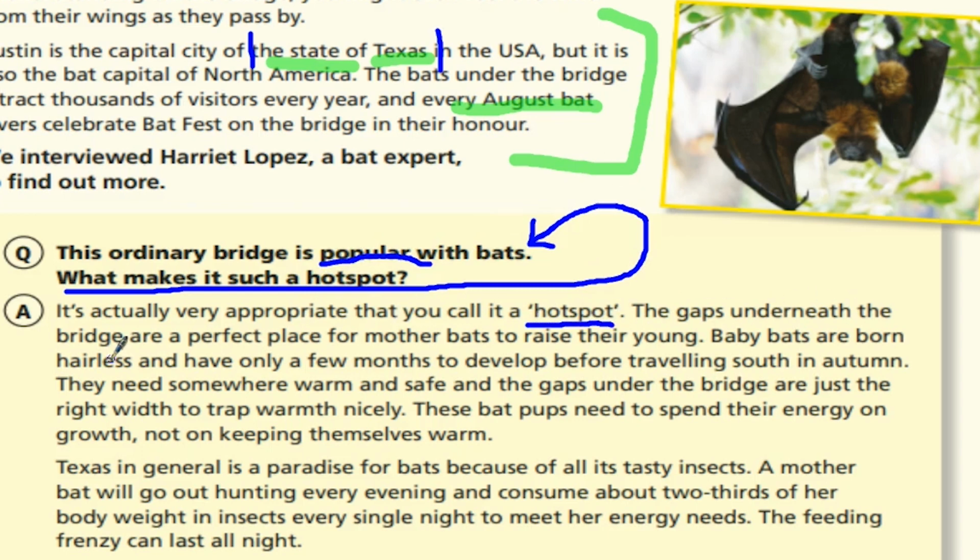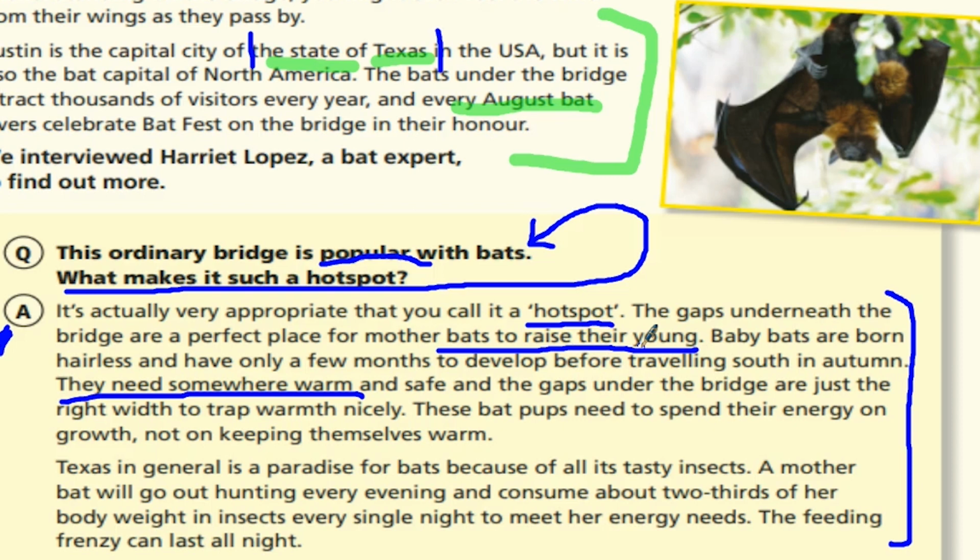"The gaps underneath the bridge are a perfect place for bats to raise their young. Baby bats are born hairless and have only a few months to develop their travelling. So in autumn, they need somewhere warm." So the answer that's given by Harriet, okay, is that it's interesting you call it a hotspot because it's a warm place. So she's talking about it being a warm place, where the interviewer is talking about it being a hotspot because of how many bats appear there. Okay?